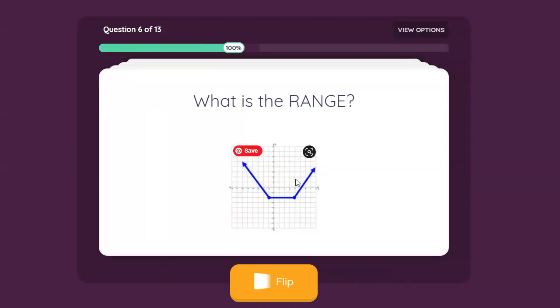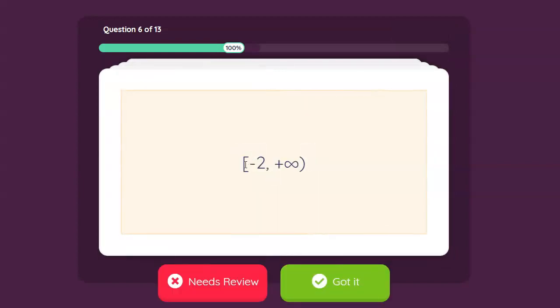The range, going up, going up. Highest points are way up at the infinities. Lowest point is down here at -2. So it's going to be -2 to infinity, once again, including -2.